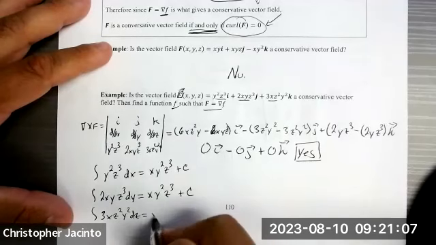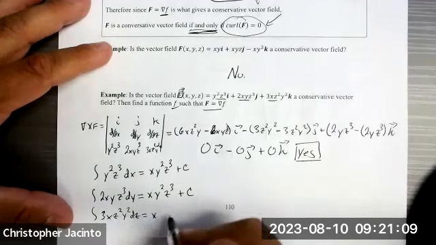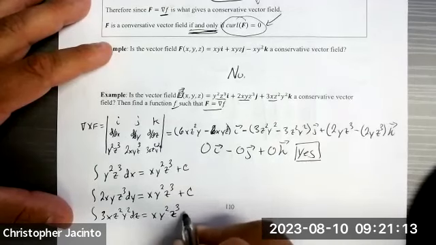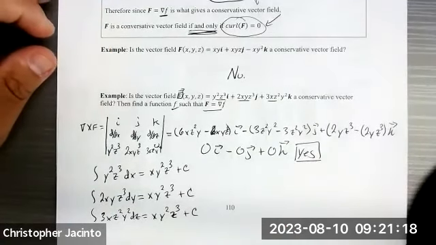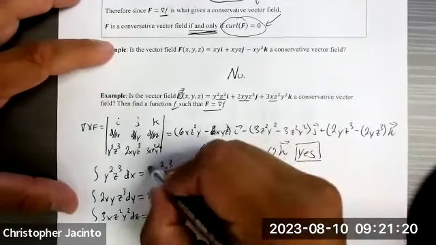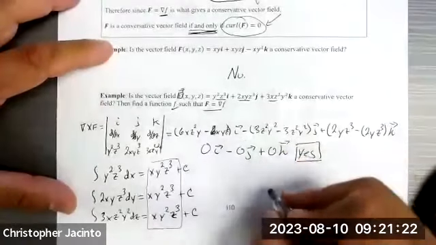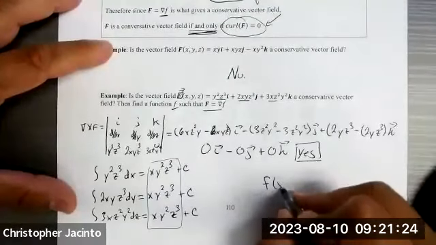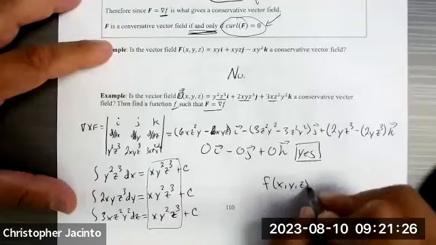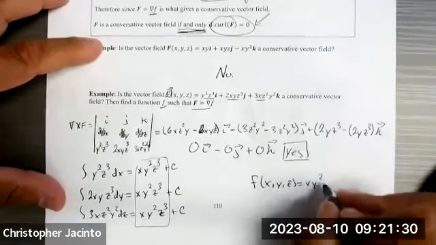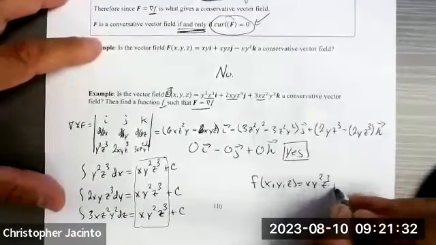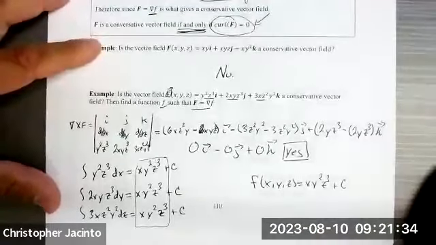And again, notice this ends up being the same thing because if we put the 3 up top, we have z to the third plus c. So notice they all have the same one in common. So it looks like our function in terms of x, y, and z is just going to be x, y squared, z to the third, plus some constant.